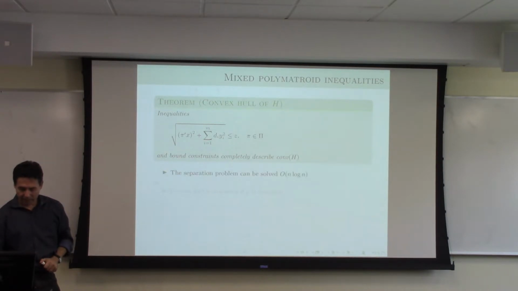And it turns out that gives you the convex hull. That is the convex hull. These are the inequalities that you need. You don't need anything else. It can be separated the same way as before.